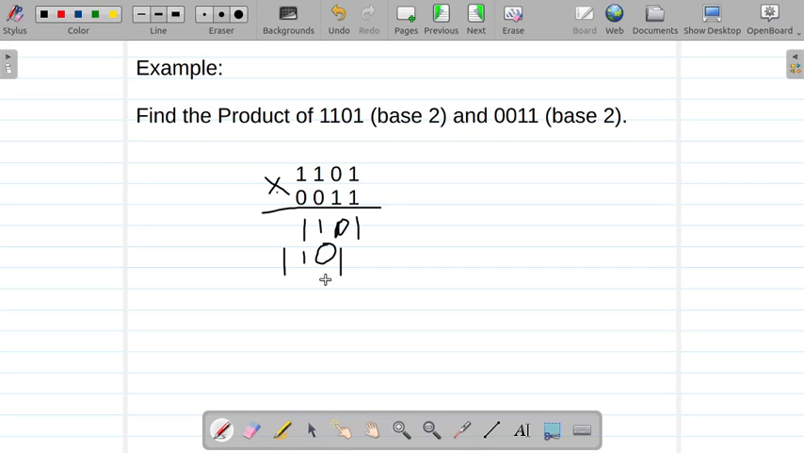Then 0 multiplied by 1 is 0. 0 multiplied by 0 is 0. The rest of the 0 multiplied by 1 rows are all 0.